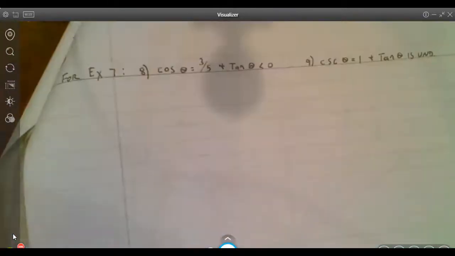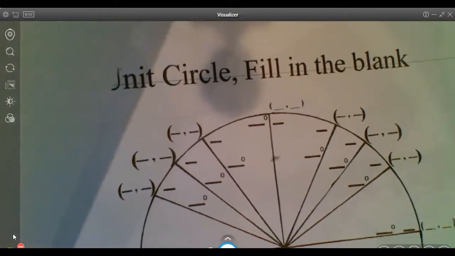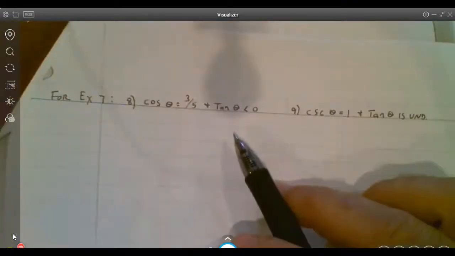So let me do these last two problems with you. One thing that I did put into the notes, on the next page, is your unit circle. That's something you should be filling out, as we'll be using that moving forward. That's something you could easily pull up and fill out. So let's do a couple practice problems here.